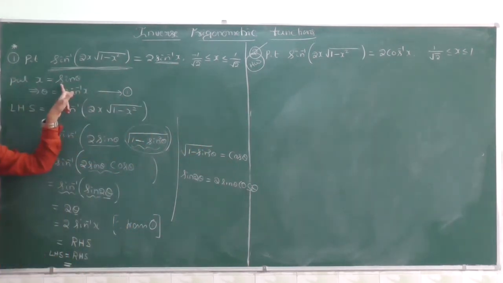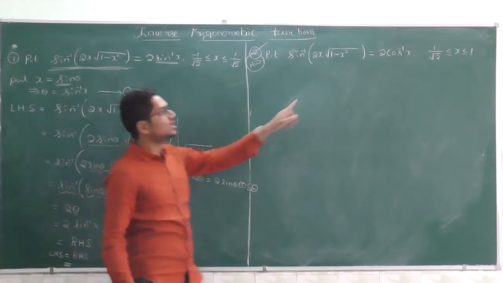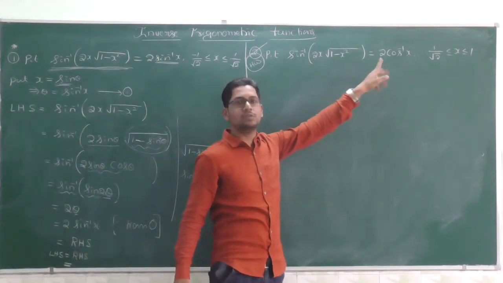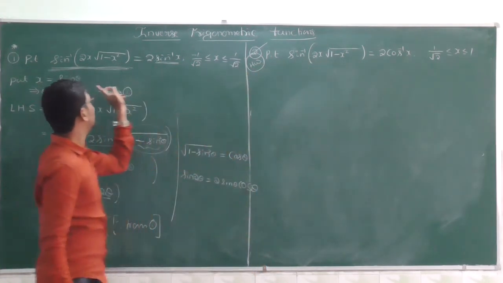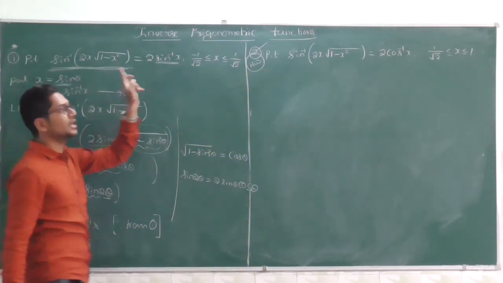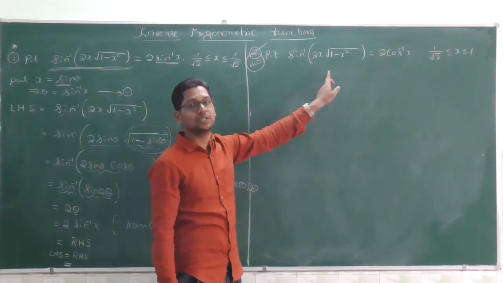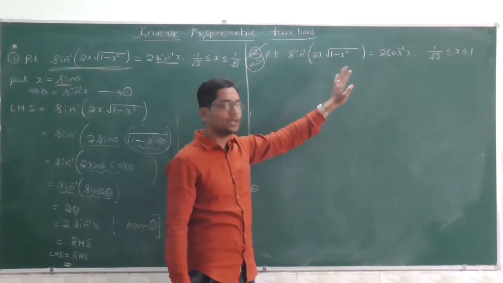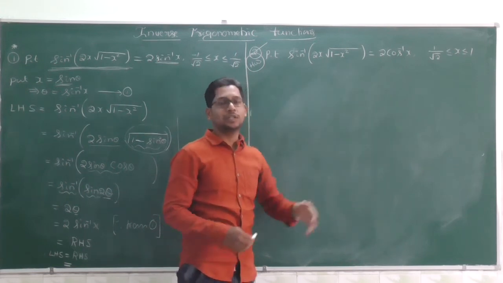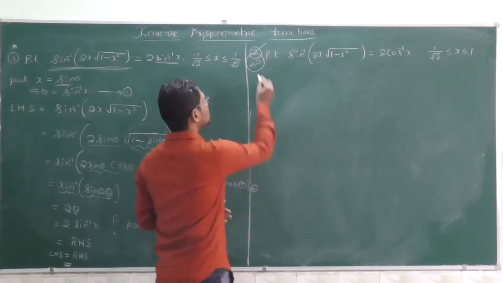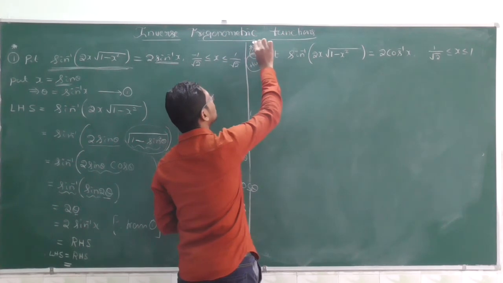Here in the previous problem we put x equals sin theta. In this problem, we have to take x equals cos theta. Finally, we will get the proof. So it is also important for 2 marks.